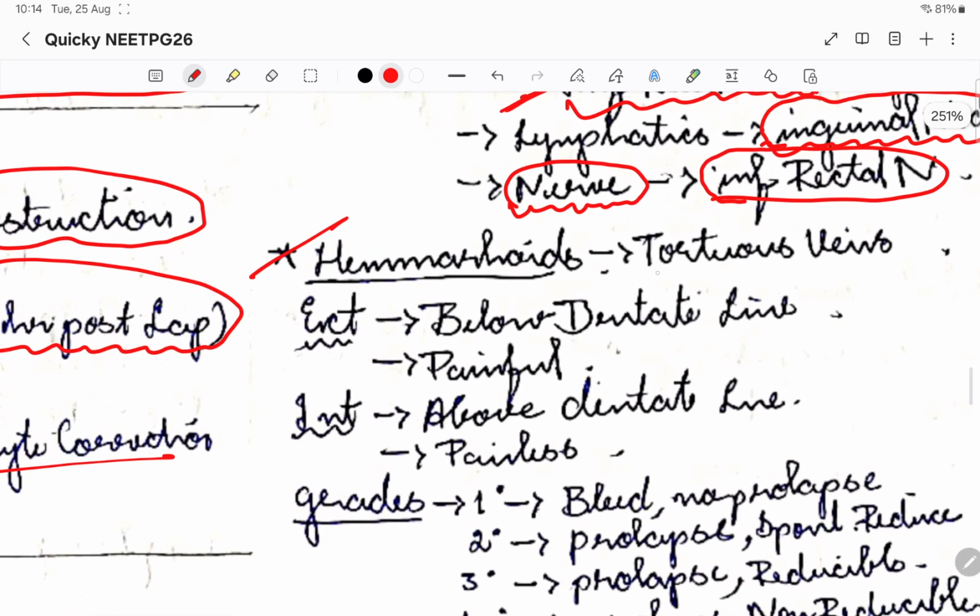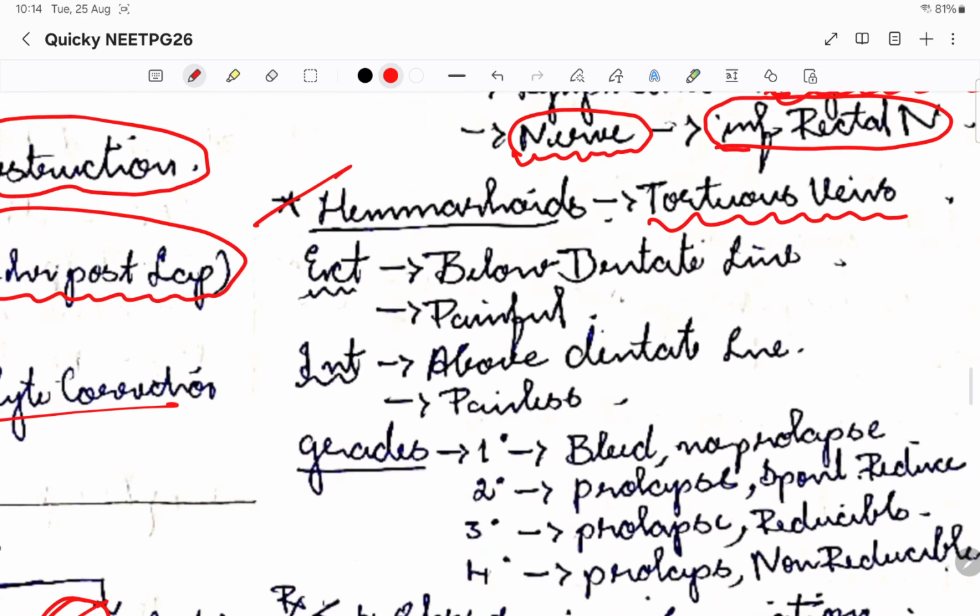Okay, now the pathologies of the anus are hemorrhoids, commonly called piles. So this is basically the tortuous veins around the anus. Okay, so there are two types of hemorrhoids, that is external hemorrhoid and internal hemorrhoid. External hemorrhoid is basically below the dentate line. So suppose this is the anus, there is something known as the dentate line which divides it into external and internal anus.